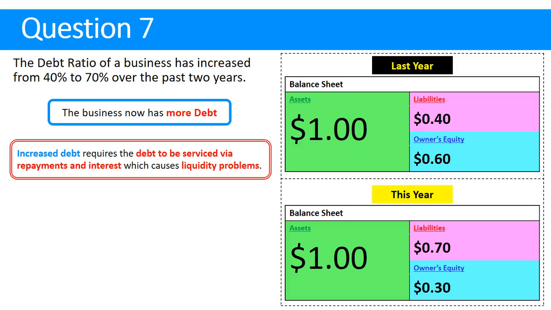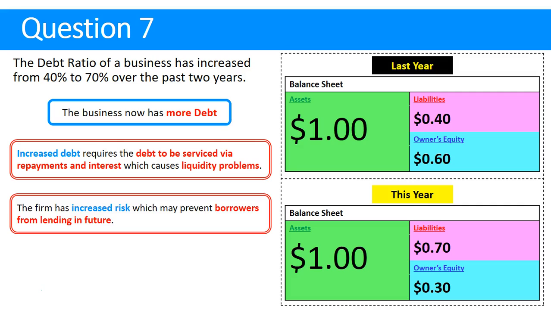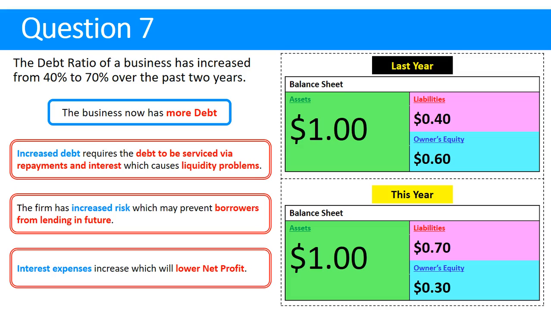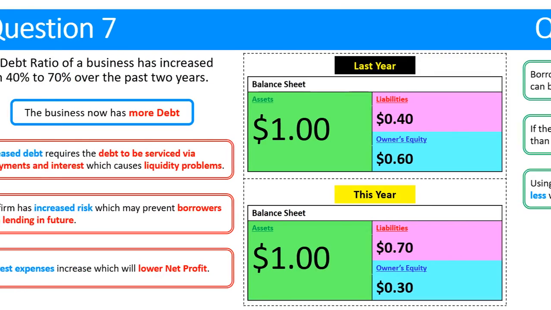Let's look at some negatives. Well, the first one would be increased debt requires that debt to be serviced, which means you've got to make repayments as well as interest. So that's going to cause you liquidity problems. Secondly, the firm is now riskier. It has more debt, which does require servicing. So that might prevent other people from borrowing or lending to you in the future, which is an issue if you do want to buy new assets in the future. And lastly, that interest expense that comes with debt will always lower your net profit. So that's a valid negative we could talk about as well.